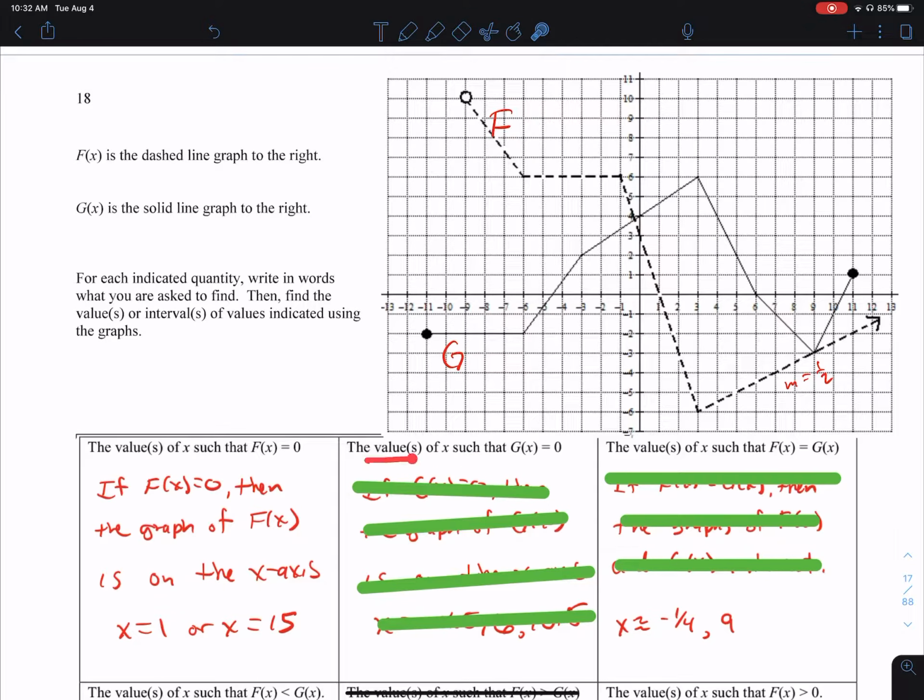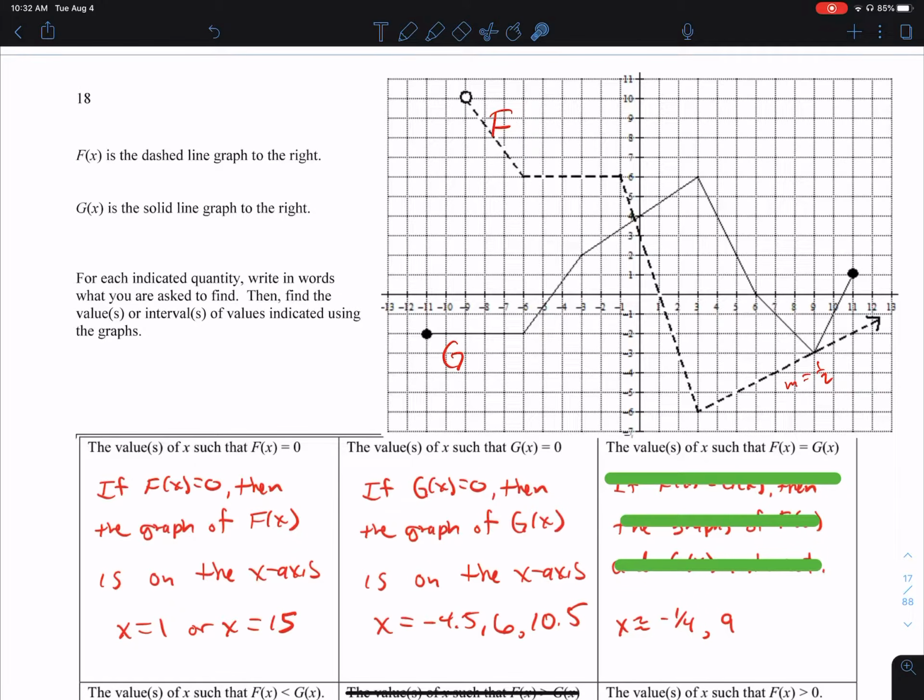The values of x such that g of x is equal to 0. Well, similarly, if g of x is equal to 0, then the graph of g of x is on the x-axis. So on the x-axis here, what appears to be -4.5, here at 6, and here at what appears to be 10.5.